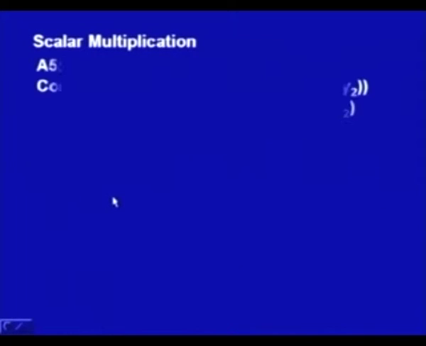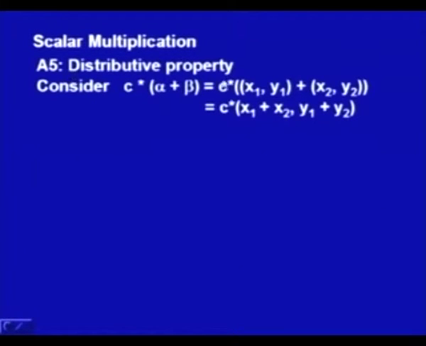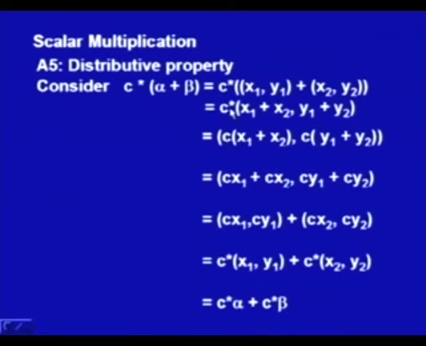Now comes the scalar multiplication. We first check the distributive property. So, C star alpha plus beta is equal to C star (x1, y1), that is alpha, plus (x2, y2). We can add the two, it is (x1 plus x2, y1 plus y2) multiplied by C, and then by the definition of scalar multiplication C can be taken inside. So, it is (C times x1 plus x2, C times y1 plus y2). Then you can simplify this because C is a scalar and x1, x2 are real numbers. So, we can write it as (C x1 plus C x2, C y1 plus C y2).